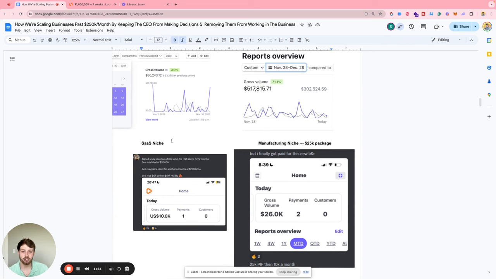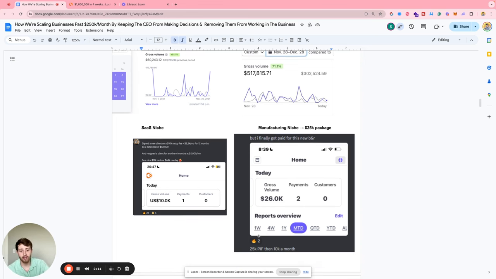And here's a SaaS niche. Here's a manufacturer niche. In the SaaS niche, for example, 10K paid in full in a single day, and that was a setup fee. And then it's 3.5K per month for 12 months, so a total deal of $52,000 per year. And then a manufacturing niche, so this is a 25K package: 25K PIF and then $10,000 a month retainers.